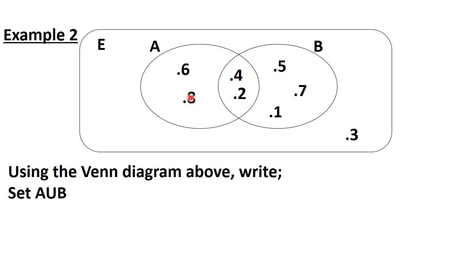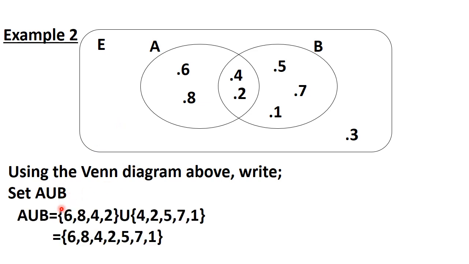Then using method 2, you can just list the elements of A and the elements of B. So elements of A are 6, 8, 4, 2, and the elements of B are 4, 2, 5, 7, 1. Union, you put them together. But you have to remember that elements that have already been listed should not be listed twice. You could be tempted to write the answer as 6, 8, 4, 2, 4, 2, 5, 7, 1. But 4, 2 is present in both sets. So just write them once: 6, 8, 4, 2, 5, 7, 1.